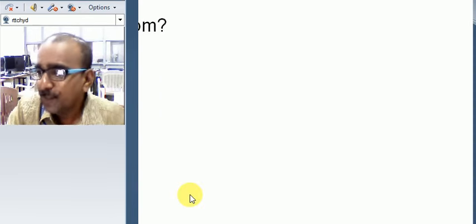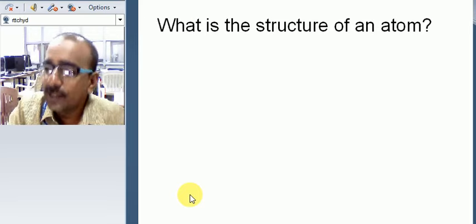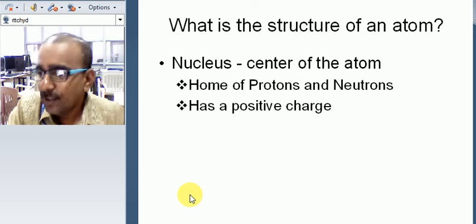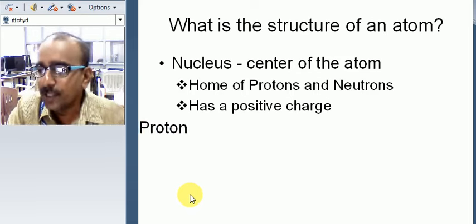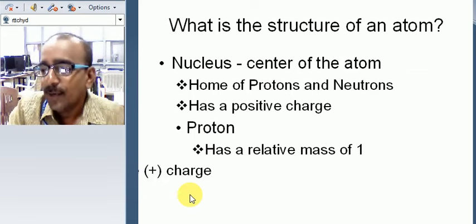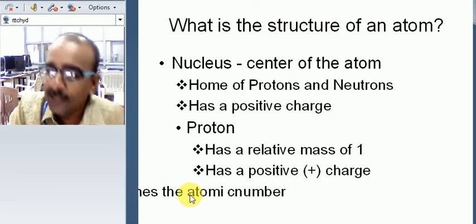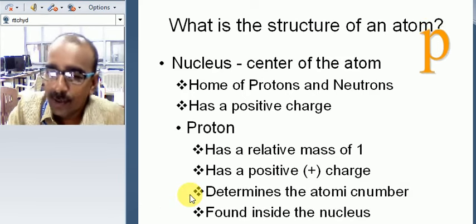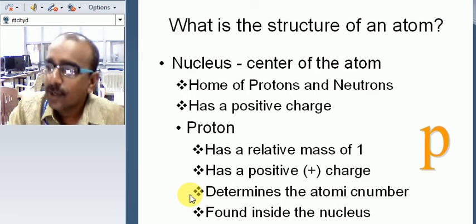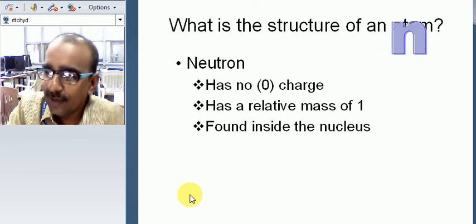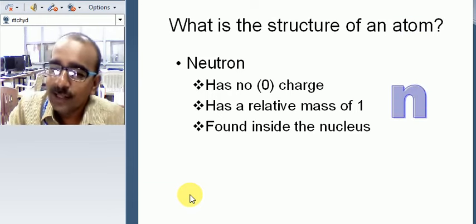Now, the structure of the atom. The center of the atom is called the nucleus, which contains neutrons and protons, and it is positively charged. The relative mass of the proton is 1. It has a positive charge. It determines the atomic number. It is found inside the nucleus. Next is the neutron. A neutron has no charge. It has a relative mass of 1. It is also found in the nucleus.